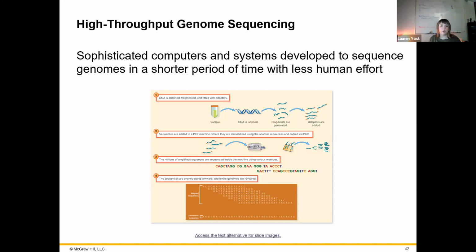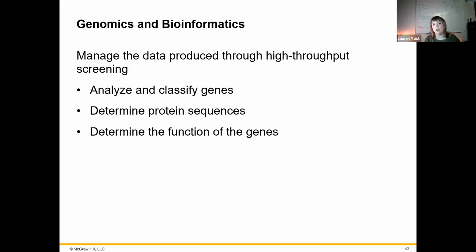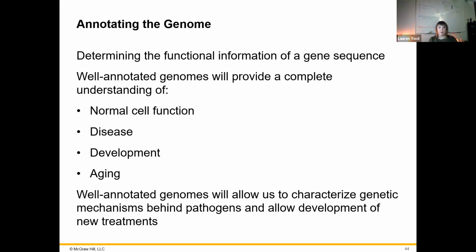So high throughput genome sequencing is essentially shotgun sequencing to figure out the overall sequence of an organism in a faster amount of time than what we typically would do if we were doing this by hand and individually. Whenever we are talking about managing high throughput data, when we're getting all of this information, we have to have a way to analyze and classify the genes that we are identifying through this sequencing process, and determine the protein sequences resulting from these genes and the function of those genes. What do those proteins do?